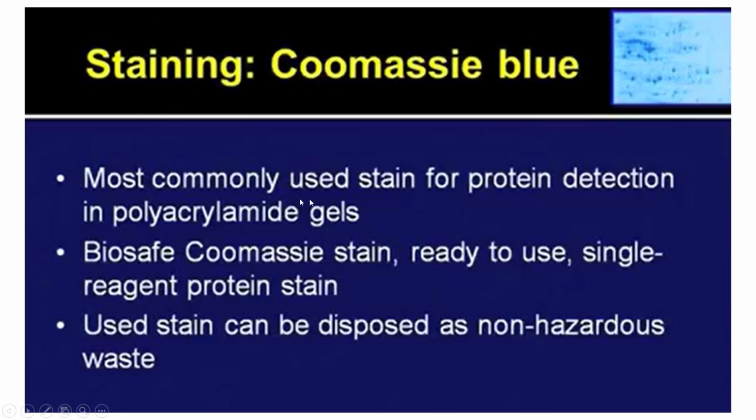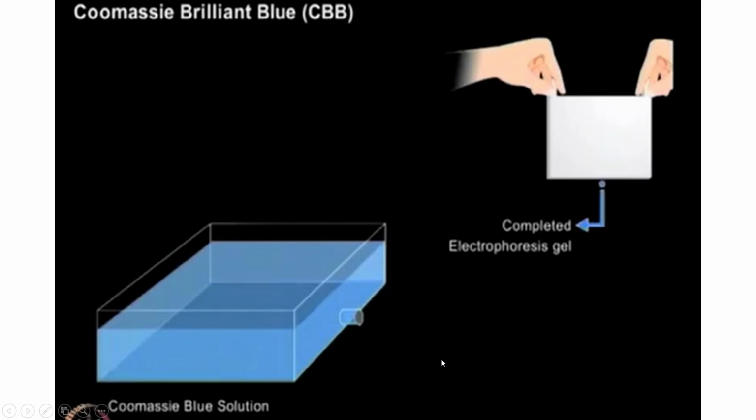In terms of staining, there are different stains available. One of the commonly used stains is Coomassie blue. The most commonly used stain for protein detection in SDS-PAGE is Coomassie stain, which is also considered a biosafe Coomassie stain, and it is ready to use. It is a single reagent protein stain which stains like this. It looks blue in color, and it can be disposed of as non-hazardous waste as well. So once your gel is run, basically you will be adding it into the Coomassie blue solution.